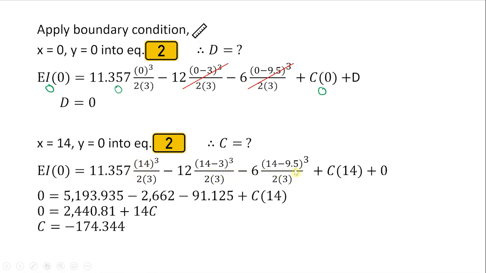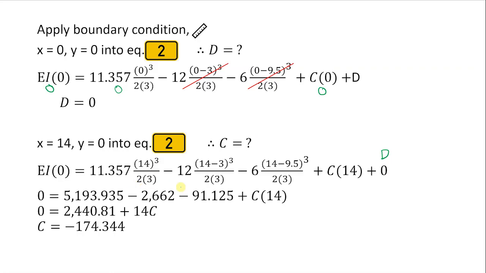Replace everything. And since 14 tolak 3 ni semua tak ada yang negatif, so kita kena kira semua. And notice here also, yang value D ni dah jadi kosong. Sebab kita dah kira dekat the first boundary condition X sama dengan kosong, Y sama dengan kosong ni, kita dah dapat D is 0. Jadi kita replace je value D ni dengan kosong. So here it is D actually. So dah jadi kosong kat sini.